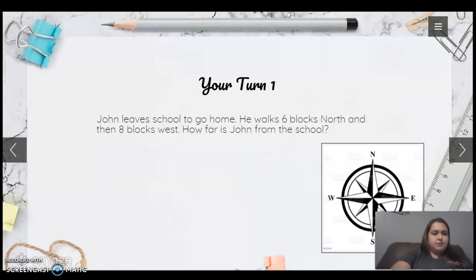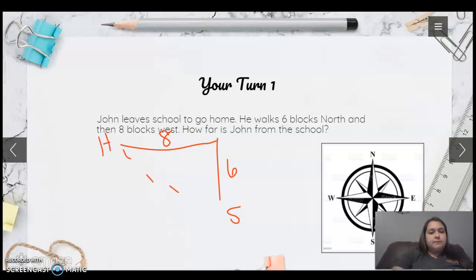Let me go ahead and restart that. Again, sorry for that. So I'm starting south and I am going 6 blocks north, and then he will go 8 blocks to the west. And how far is John from school? So again, this here will be his home. And how far is he? He wants to find this distance here. So I just created my right triangle.